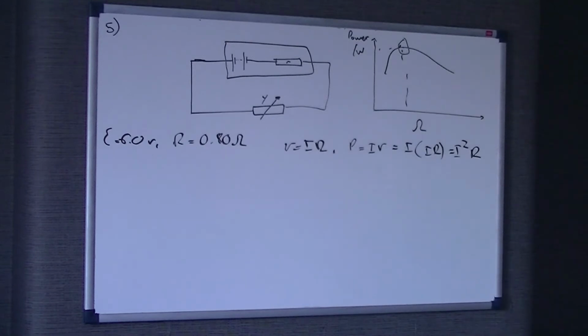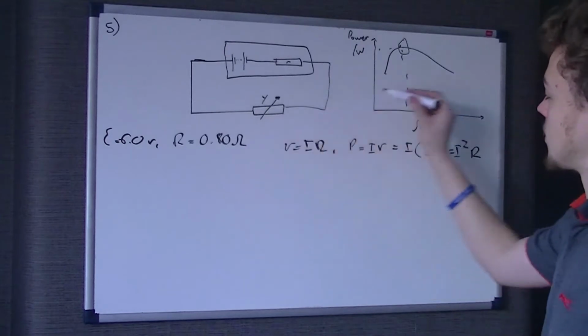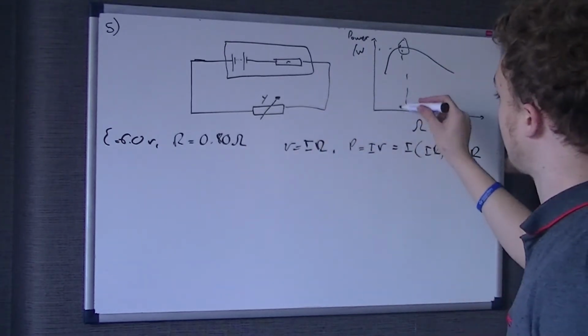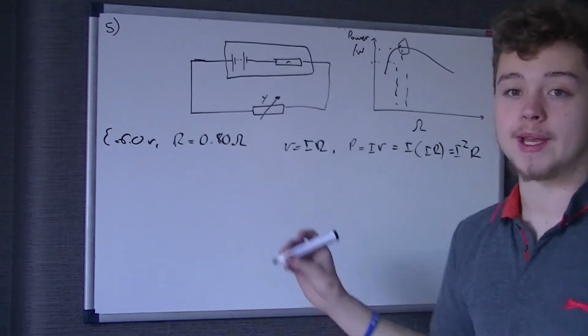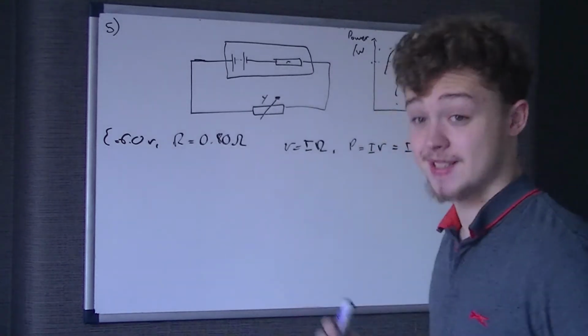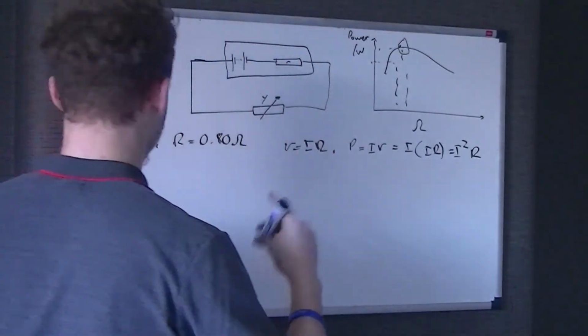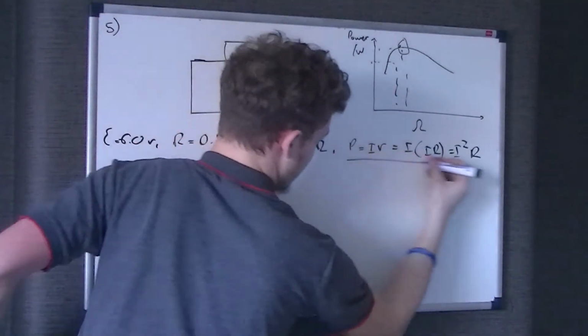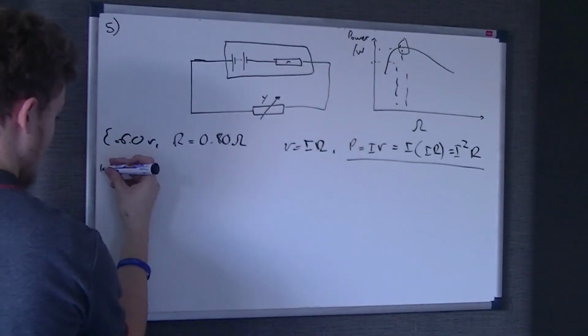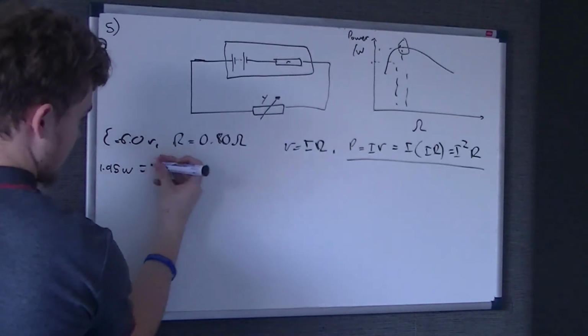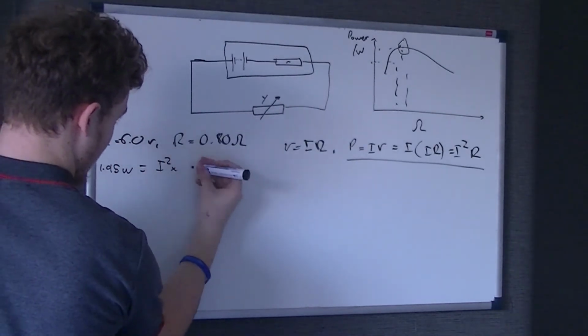So could we use that? They're the only 2 that you can consider. Now, we have to use this graph, so you go off where it's 0.8 ohms, because this is the resistance of Y. You go up and then you look at the power, and you should read off a power of about 1.95 watts. We don't know the current, but we know the resistance, so we can use this formula. So 1.95 watts is equal to I squared times 0.8 ohms.